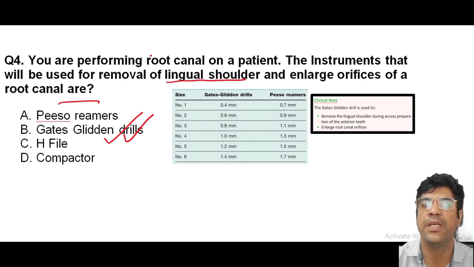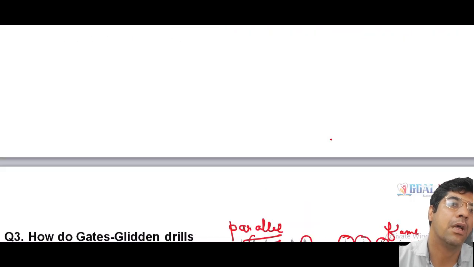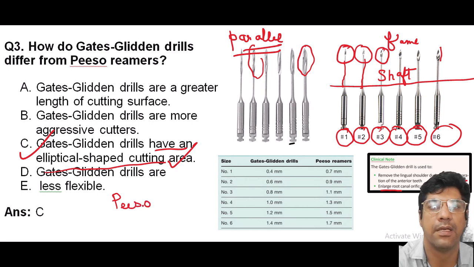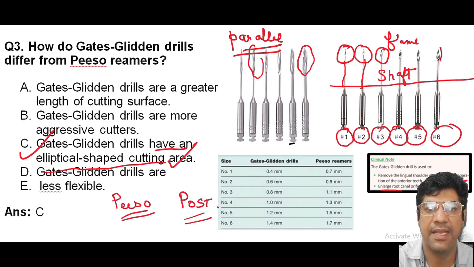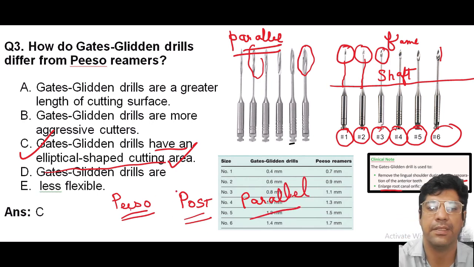So remember, Piezo Reamers are used for post space preparation, and they have cutting sides which are parallel rather than elliptical. So remember 3P for Piezo Reamer: Piezo Reamer used for post space, and they are parallel in design.